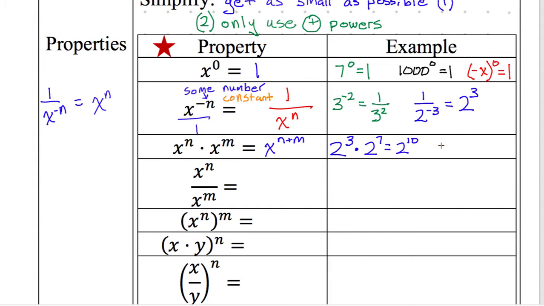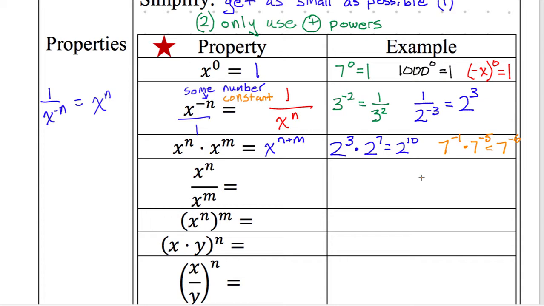Let's do 7 to the power of negative 1 times 7 to the power of negative 5 is equal to 7 to the power of negative 6. I just add negative 1 and negative 5, I get negative 6. It does work with negative powers as well. So write at least one example. If you want to do more, that definitely shows me that you understand that property a little bit better.